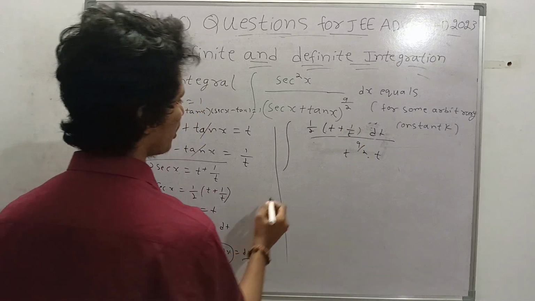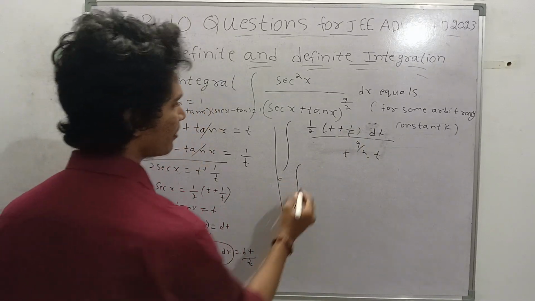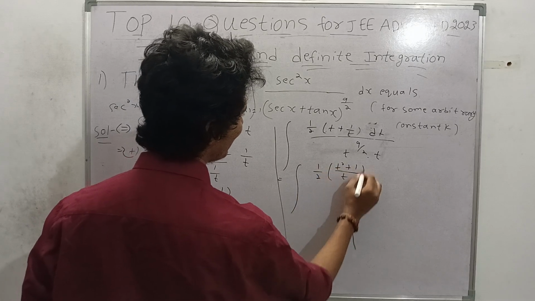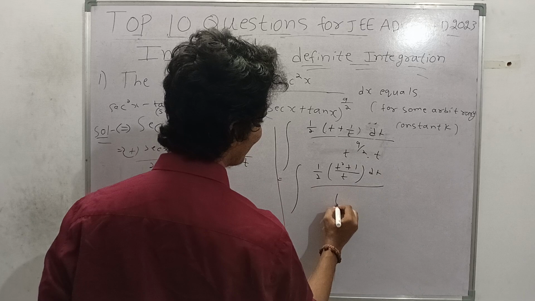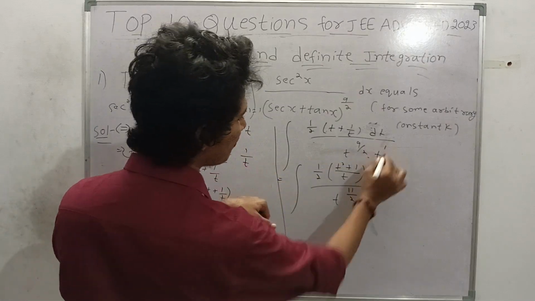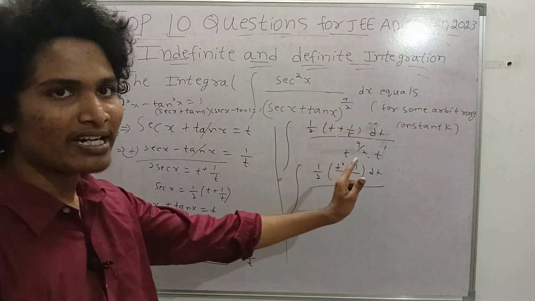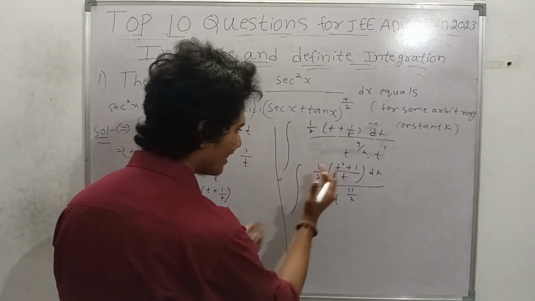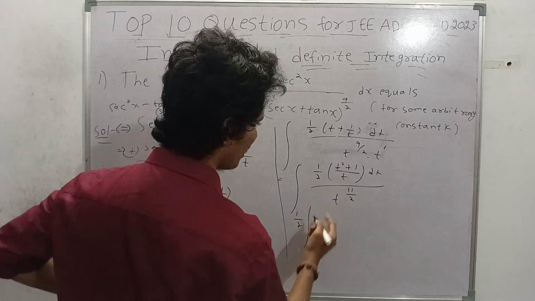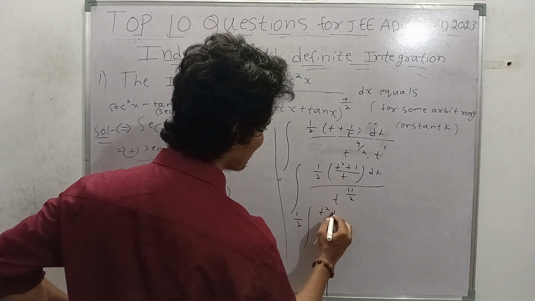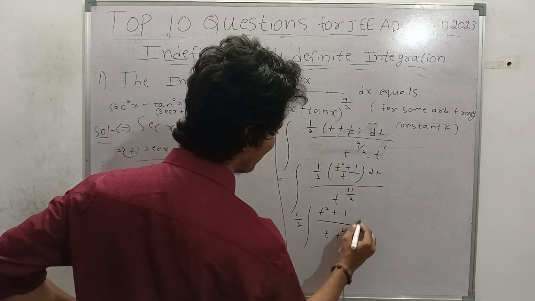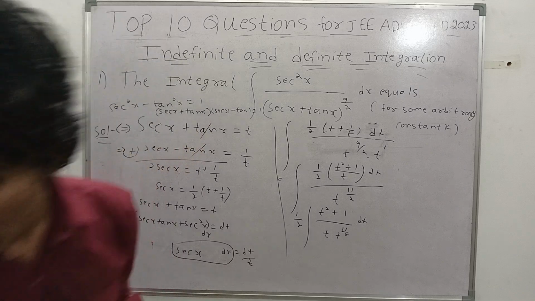Now it is very important to understand what it will become. Half into t square plus 1 divided by t into dt divided by t power 11 by 2, because t power 9 by 2 plus 1 is 11 by 2. So I can take common 1 by 2 here, and it will be t square plus 1 divided by t into t power 11 by 2 dt. It is simply like that.